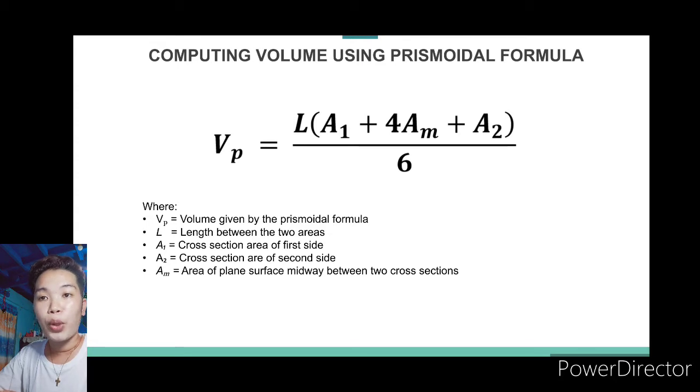Computing volume using the prismoidal formula. We will be using the formula V_P = L × (A1 + 4A_M + A2)/6. V_P represents the volume given by the prismoidal formula, while L represents the length between the two areas, A1 the cross-section area of the first side, A2 the cross-section area of the second side, and A_M is the area of the plane surface midway between the two cross-sections.